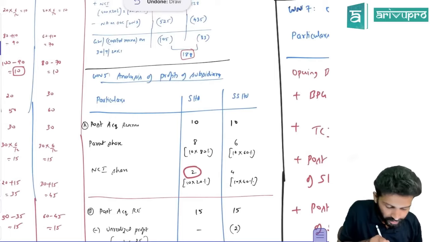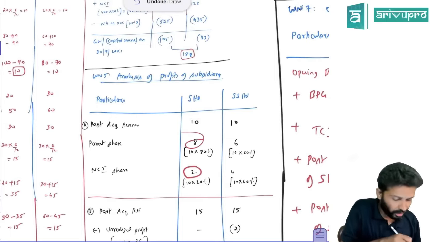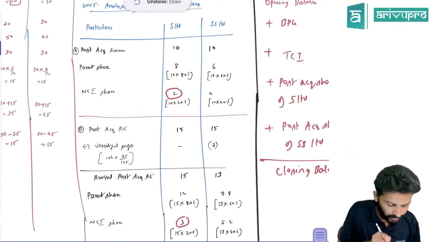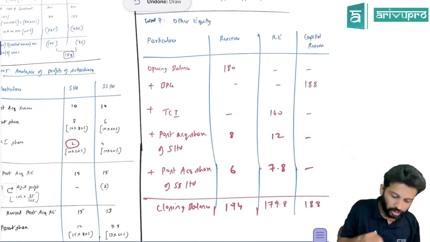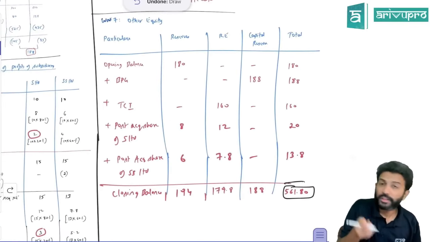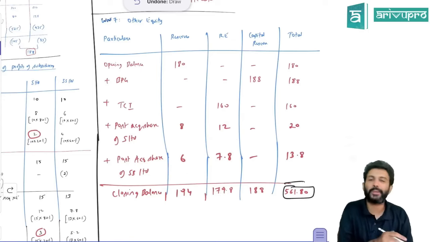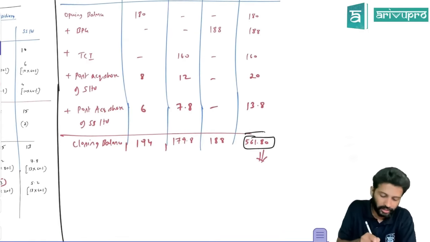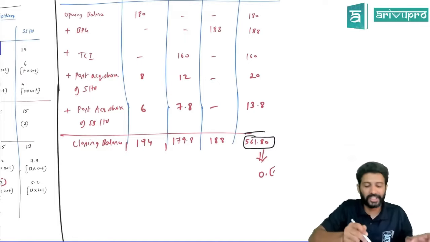Check here. Post-acquisition reserve 80, of that parent share is how much? 8. So reserve balance will increase by 8. Similarly, post-acquisition retained earning share of parent is how much? 12. So this is your retained earnings share. This from S Limited. Same thing you have to do from SS Limited also. And finally, 561.8 is your total reserves, which will be shown in your consolidated balance sheet as other equity.